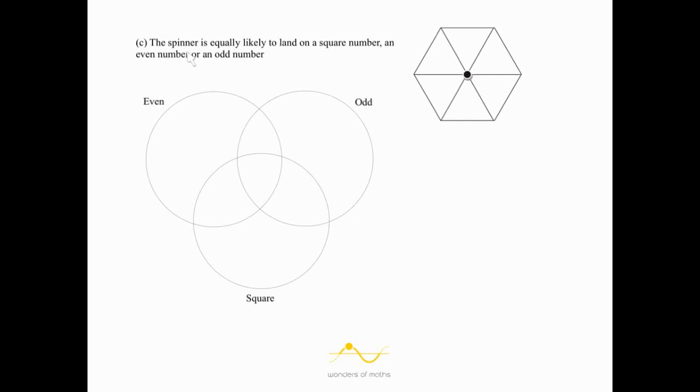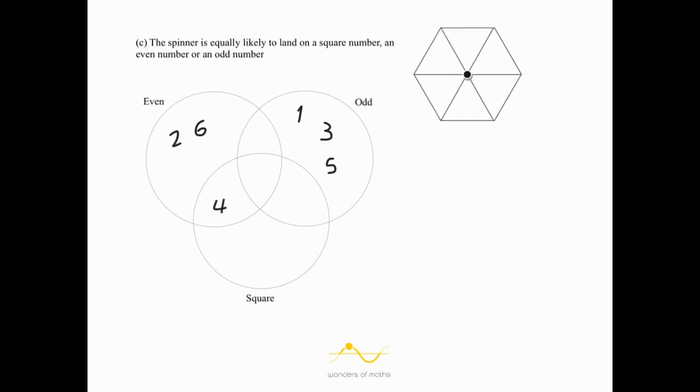And finally, the spinner is equally likely to land on a square number, an even number, or an odd number. This question is slightly harder, and we need to be careful to make sure we do not make any silly errors. Let's identify the numbers that fall into each category with a Venn diagram. Here we have odd, even, and square numbers. The numbers 1, 3, and 5 all fall into the odd number category, and 2, 4, and 6 are all even. But the number 4 is both a square number and an even number, so it belongs here.